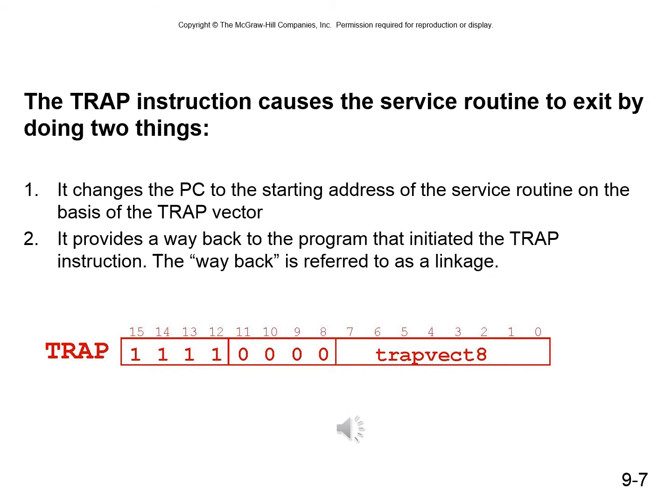So the trap instruction causes the service routine to execute and then exit. It changes the program counter to the starting address of the service routine based on what's stored in the trap vector table. And it also provides a way back, which is called a linkage, and that is a return.